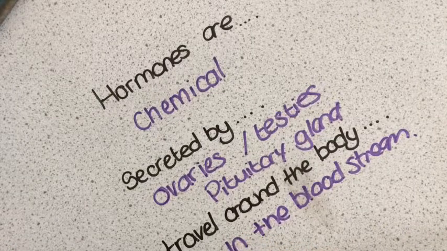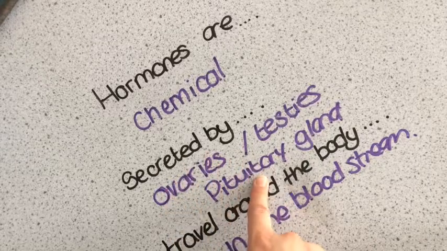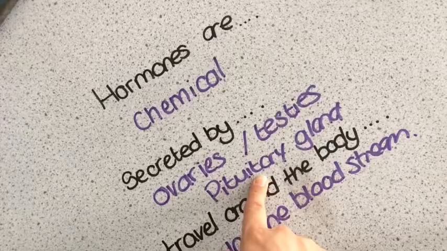Now we need to know about three particular hormones in females, ones that are secreted by both the ovaries and the pituitary gland. Just take a moment to see if you can remember the names of those three hormones.